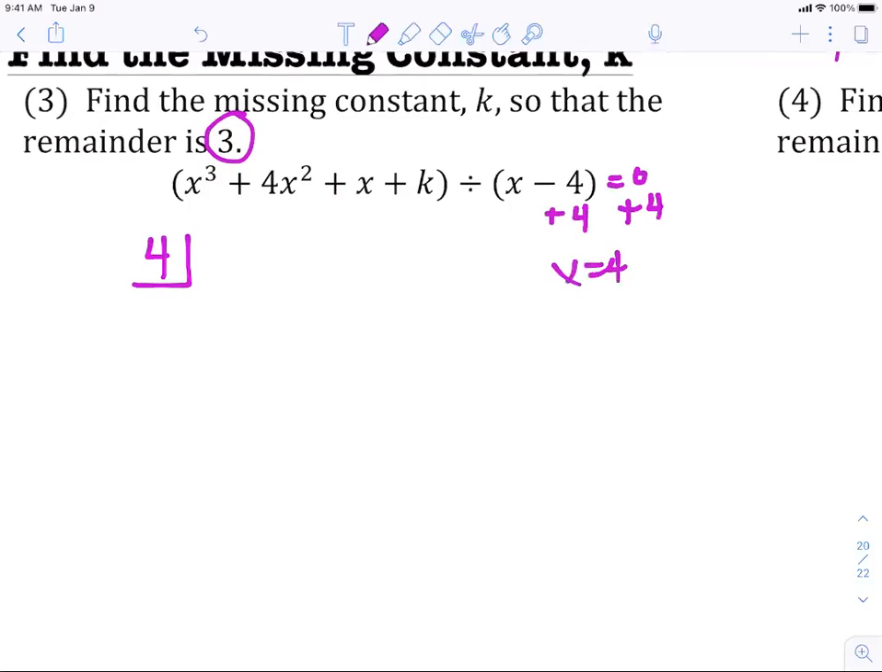Now I'm going to check for fillers. I have an x cubed, x squared, x, number. All of those are good. So I'm going to pull out all of my coefficients. And when you reach k, you're like, what do I do with this? Just bring it down.